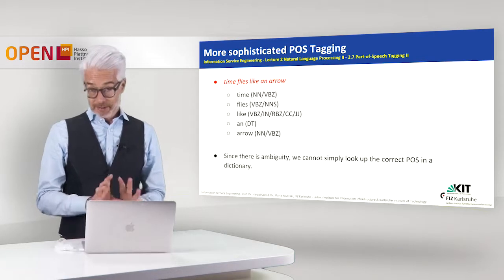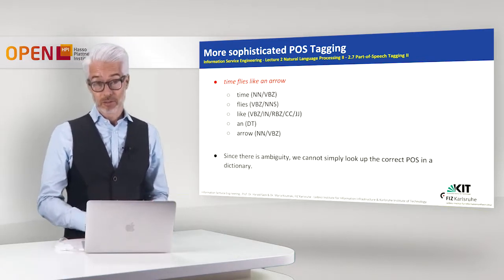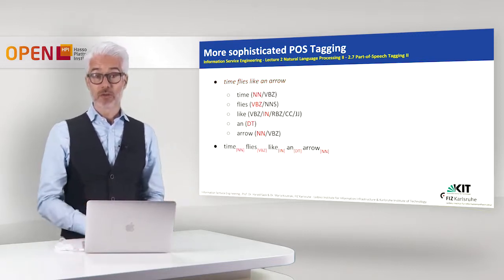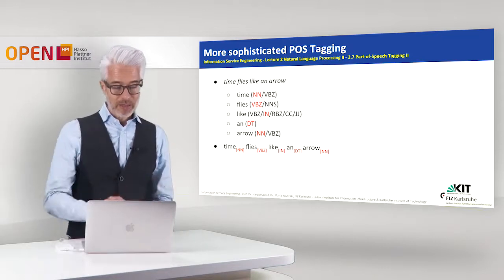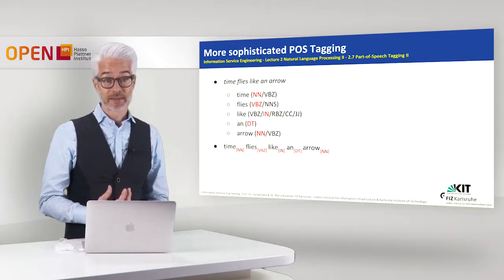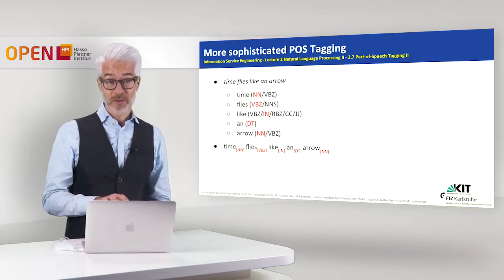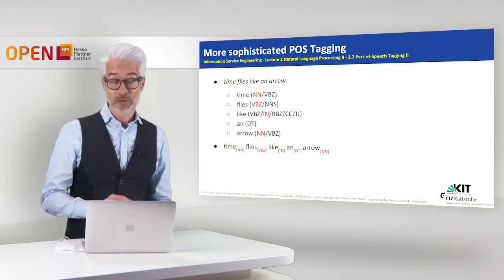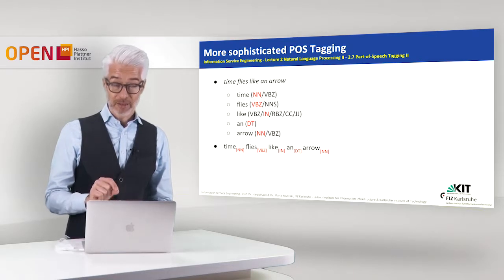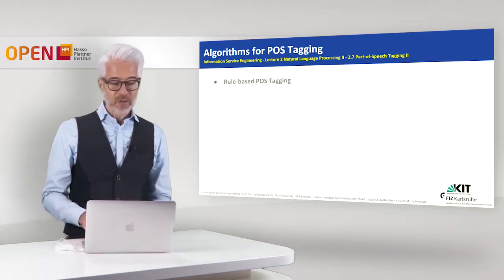Since there is ambiguity in a sentence like that, we cannot simply do a dictionary lookup. We know that already. So the correct approach should serve in a way that from all these potential candidates, the correct ones are selected. And we have to find out what are the reasons or the cues that we can use to decide which one is the correct label. Okay, what kind of algorithms exist?